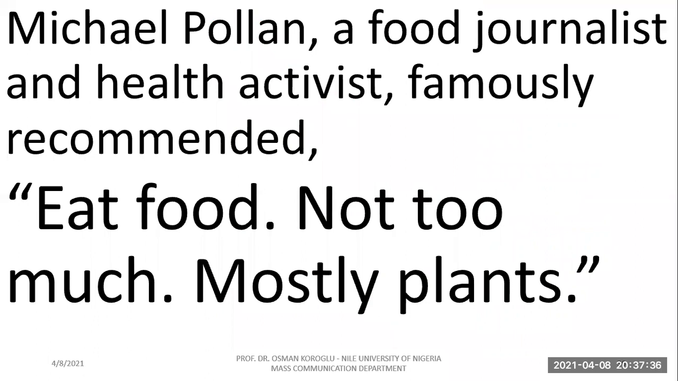There's a food journalist and health activist called Michael Pollan, and he recommends this about food, about general diet. We need to eat food, meaning something edible, something not directly coming from a factory, something not processed. Then we need to eat not too much, meaning we consume only what's needed in terms of amount. And last, we need to consume mostly plants. Eat food, not too much, mostly plants. This is as simple as it gets. This is actually a summary of the whole diet literature.